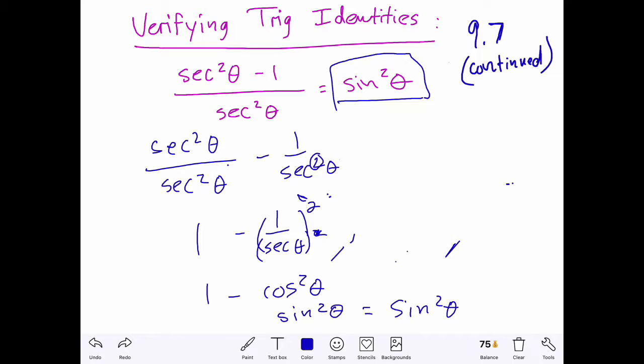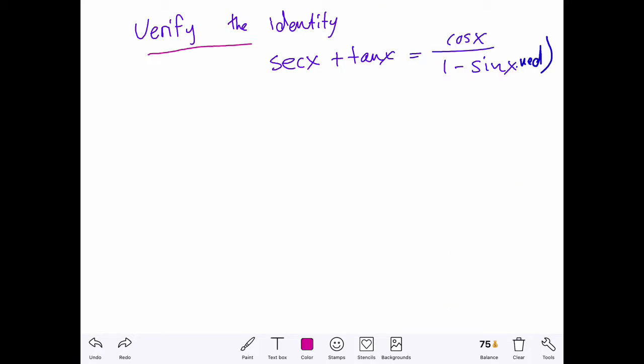Okay, so what did I do? Well, I divided this denominator into each of my terms up here, which we can do if it's one denominator. Then this became 1, and 1 over secant squared became cosine squared. And 1 minus cosine squared is one of our identities, so that's sine squared theta. And I proved essentially that sine squared theta equals sine squared theta.